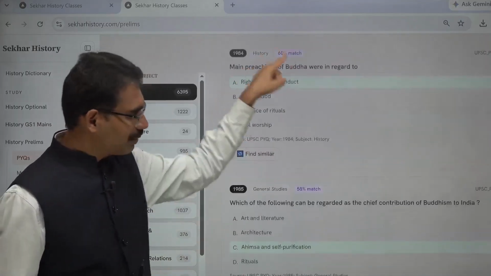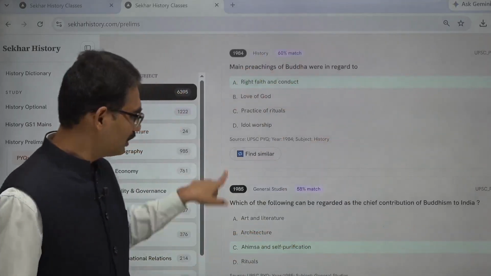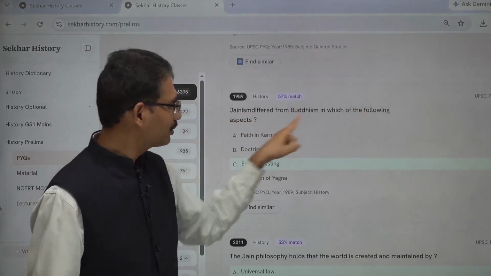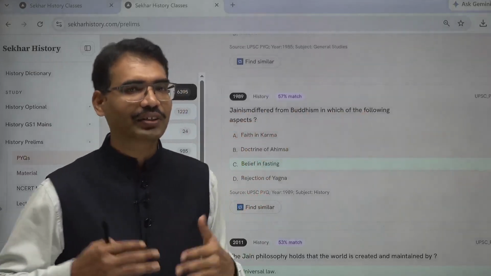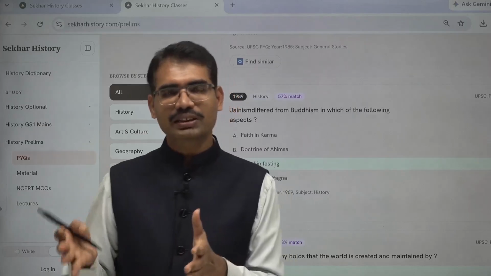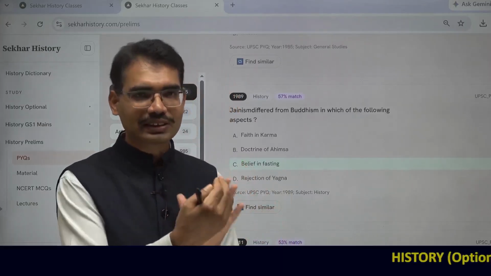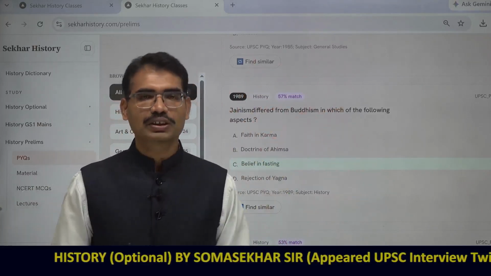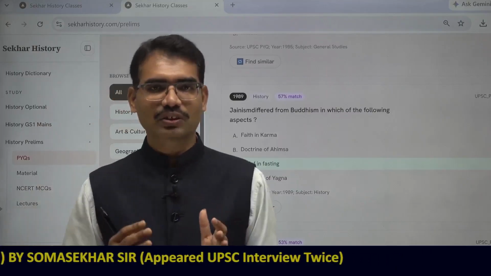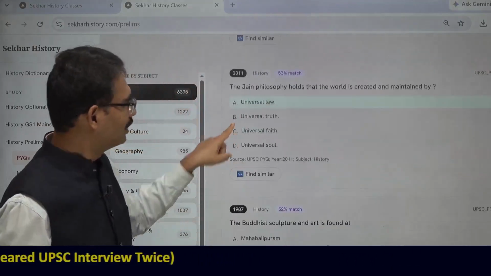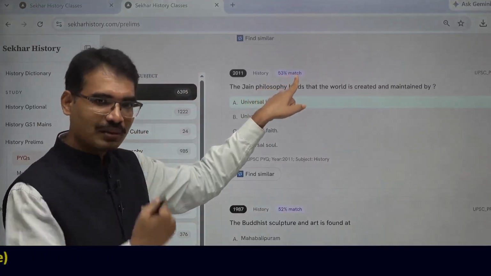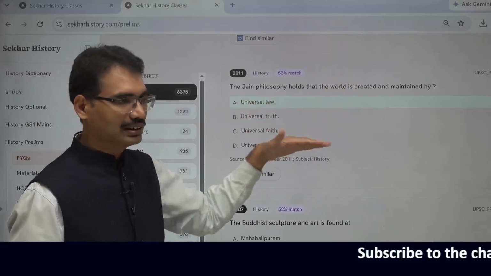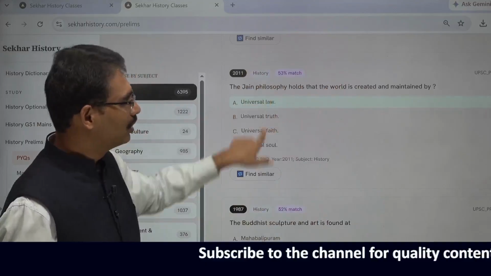So that's why in some of the questions you will find even Jainism also. See this, you can find somewhere Jainism also. Jainism differed from Buddhism in which of the following aspects? It's exactly like our human brain. Because we are remembering Jainism because it is connected to Buddhism during the 6th century BCE. In that way, whatever philosophies are related to that particular philosophy, they are going to come out. But the percentage of match may come down. If it is Buddhism philosophy, more percentage of match. If it is Jainism, less percentage. But anyway, they are connected. So that is how questions are going to come.